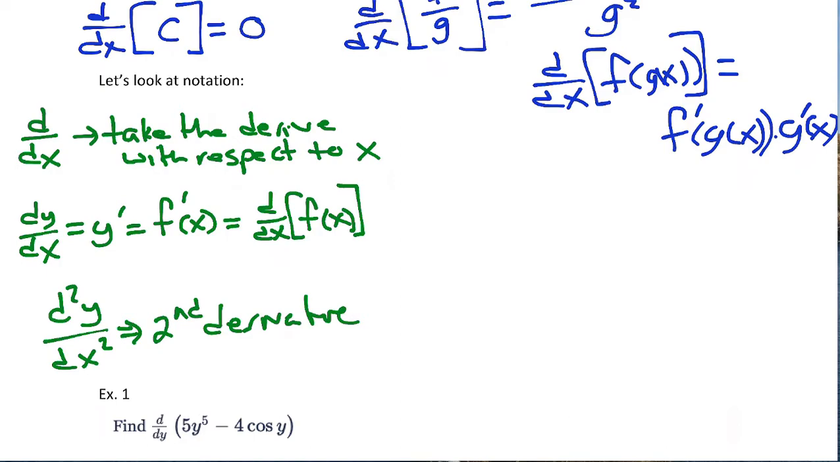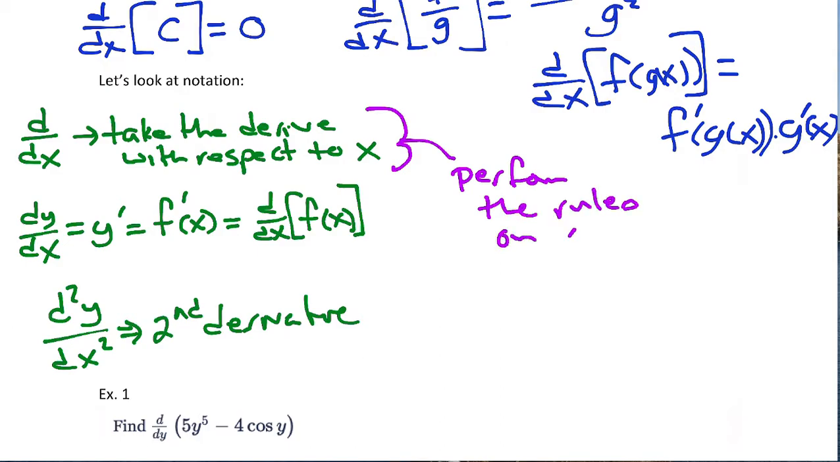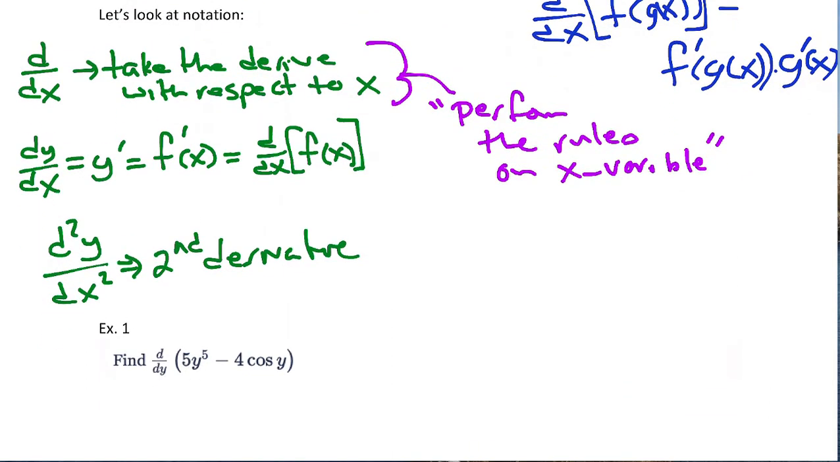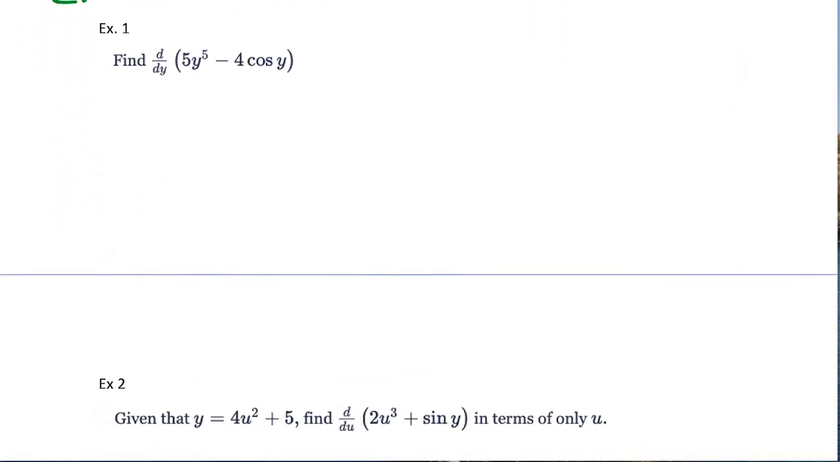We can adjust these. If we're thinking about this, this is perform the rules on the x variable. So think about it that way. We're going to talk about what that means. So we're going to look at some examples. So let's take a look at this example. Notice this is still take the derivative, but now it's saying take the derivative with respect to y.